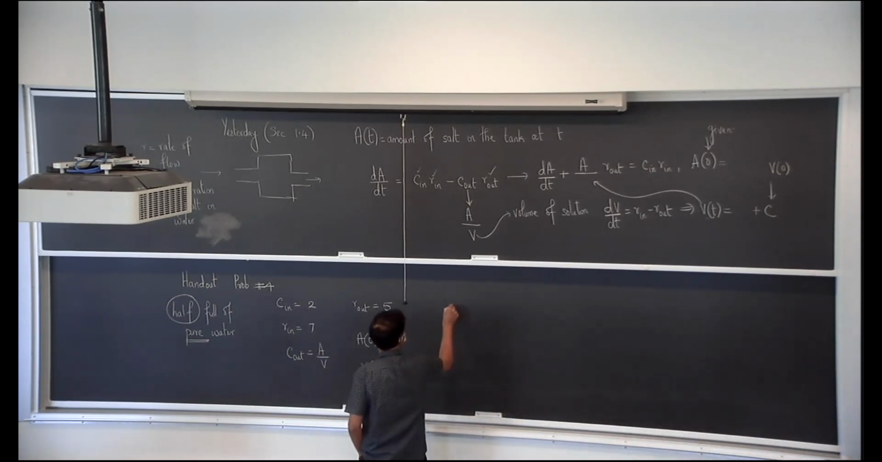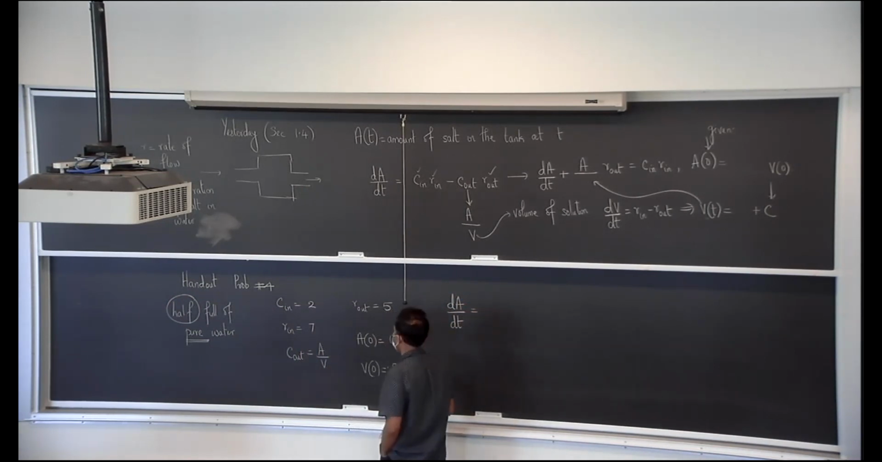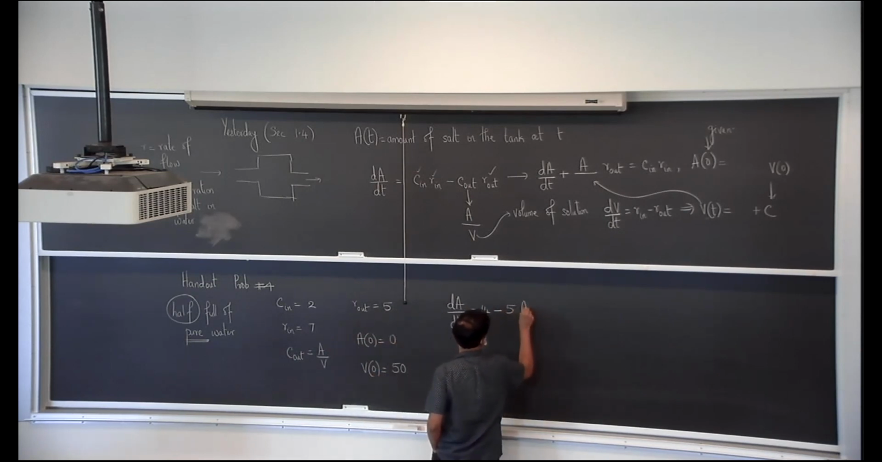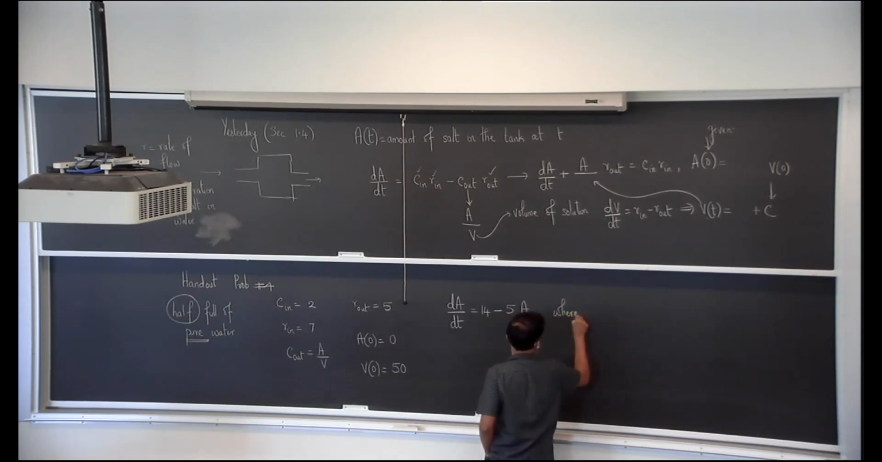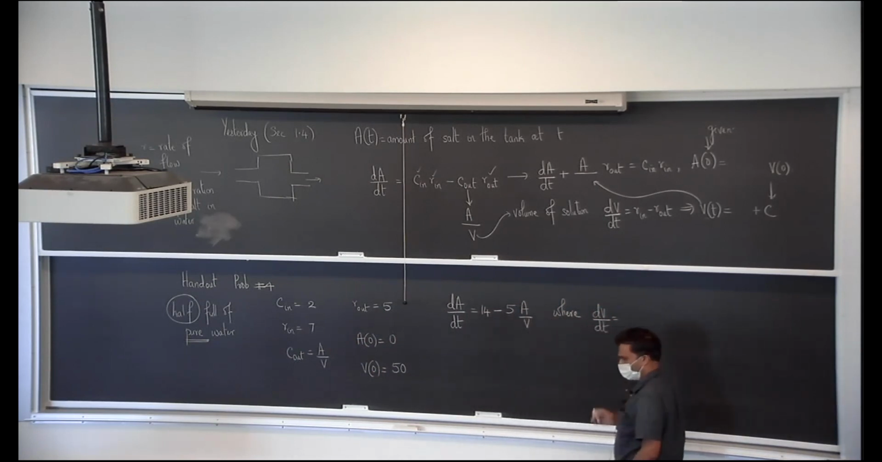Okay, so dA dt is C in R in, which is 14, minus C out, which is an unknown quantity here, and R out is 5, where dB dt is R in minus R out, which is 2.